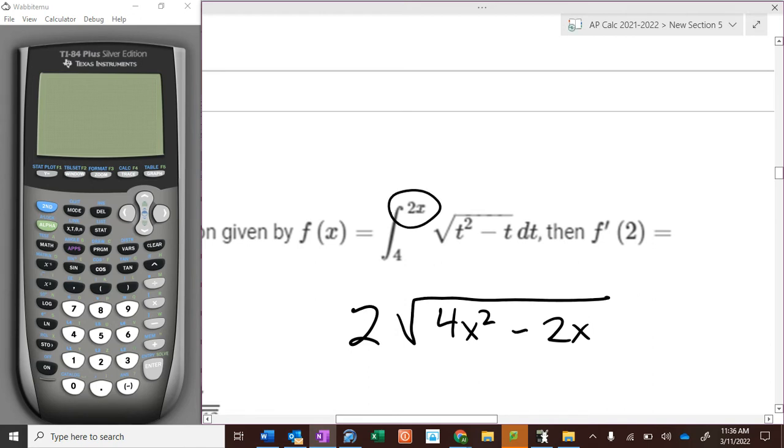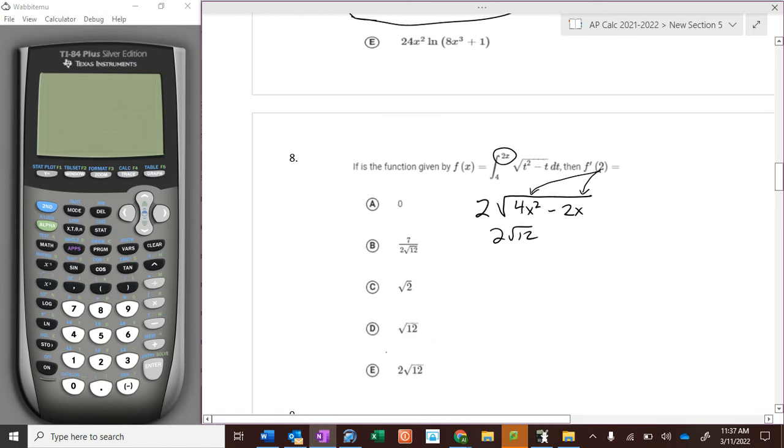You have to take the derivative of this top. Okay? Then we're going to plug in the 2. 4 times 2 squared, 16. 2 times 2 is 4. So 16 minus 4 is 12, square root of 12. Oh, so you don't subtract on this one? Actually, wouldn't it be 4 square root of 3?